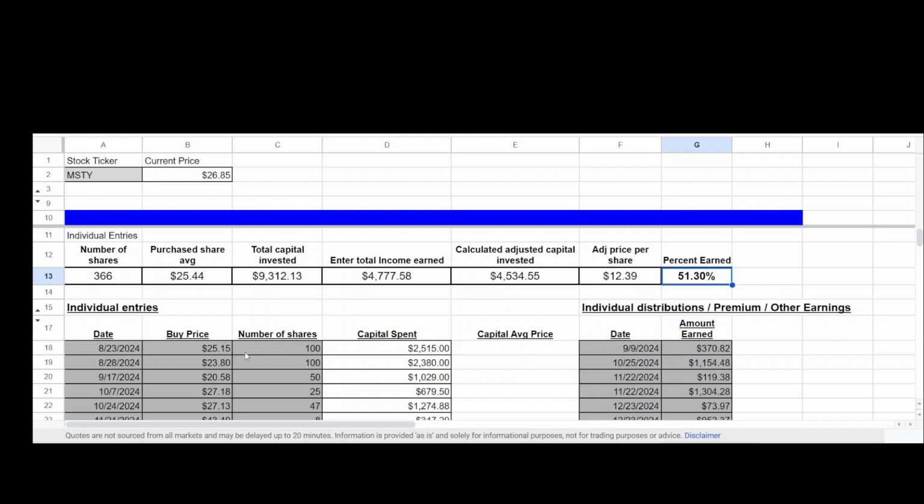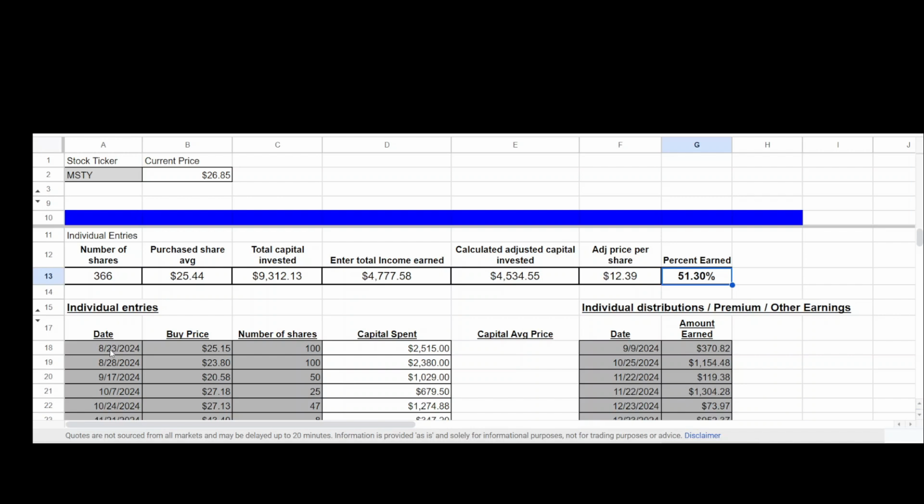I have been in it since August. It looks like August 23rd is when I got in and made my first purchase. And now I have earned back 51% of the amount that I invested. Not too bad for that quick amount of time. The way it's going, I hope by this year I will earn all of my invested capital back and then some. But of course it does all depend upon the distributions.